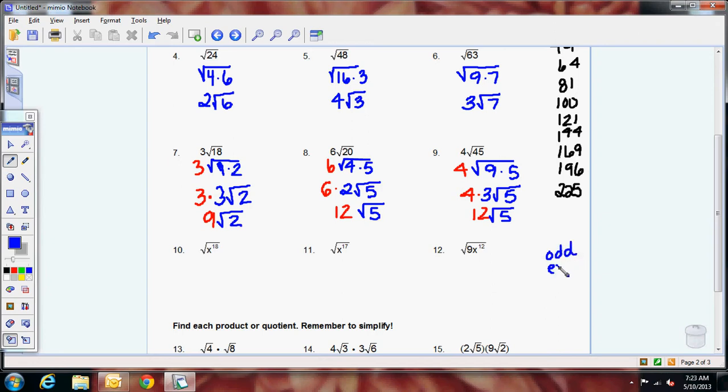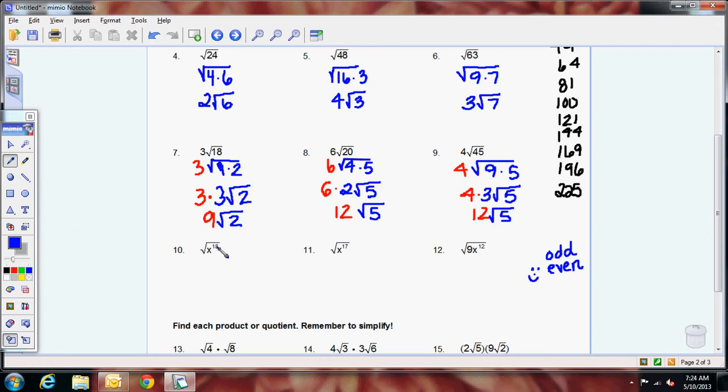Remember, evens are 2, 4, 6, 8. So if they're even, put a little smiley face by these. Those are the nice and simple ones. You're just going to cut it in half. And then your odd numbers are not so simple because you have to do a little bit of extra work. So let's try these out.